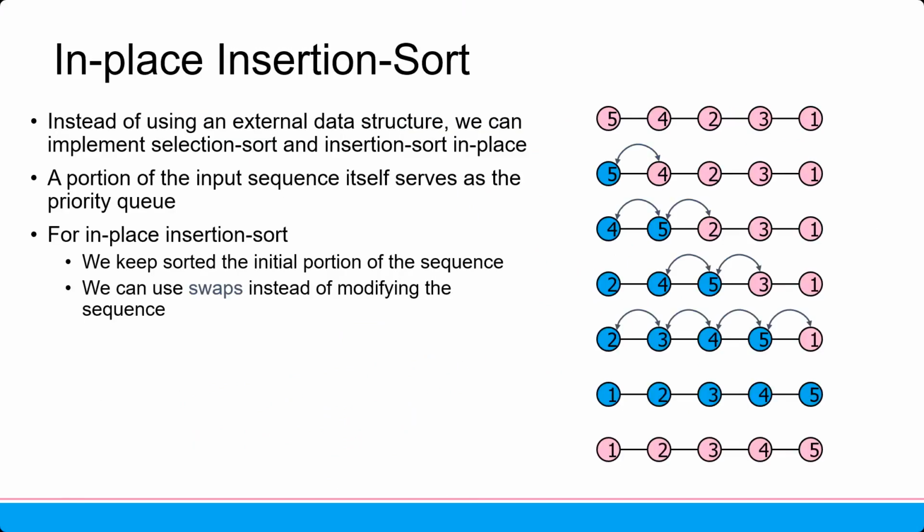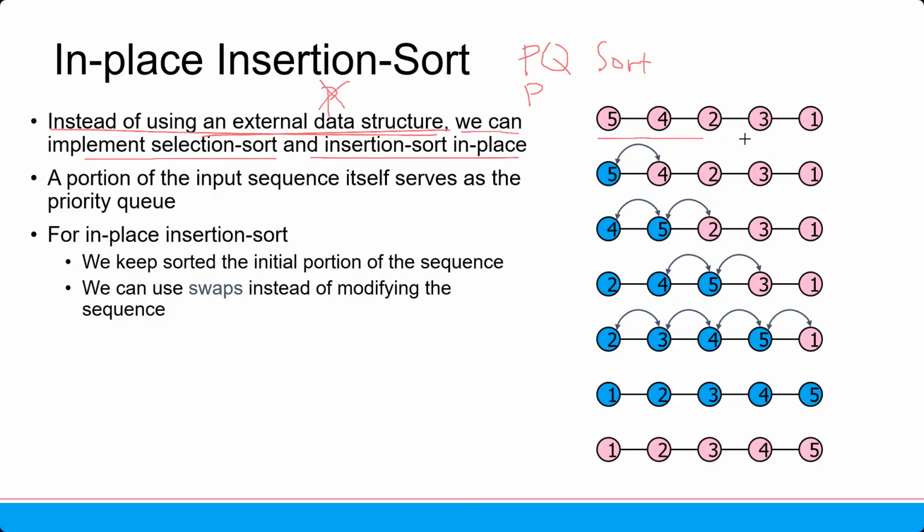We have another kind of sorting, we call it in-place insertion sort. If it is in-place insertion sort, it means we do not use any external data structure. So when we use the sorting, we use the PQ sort. So we assume that we have P. P is the priority queue data structure. So instead of using the external data structure, so I do not want to use P, we can implement selection sort and insertion sort in place.